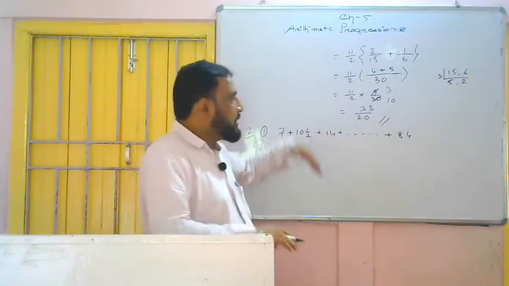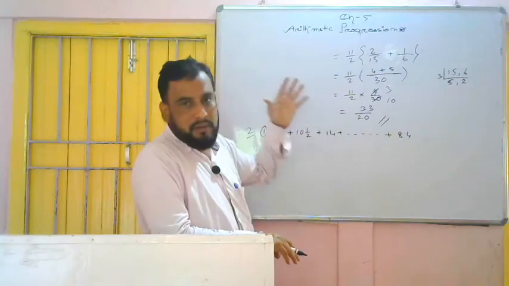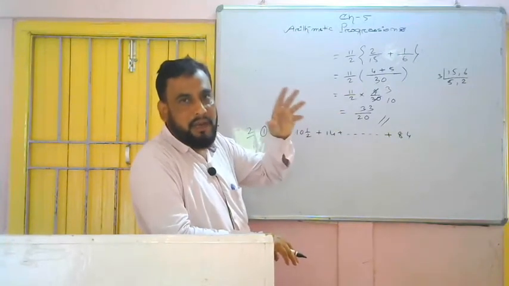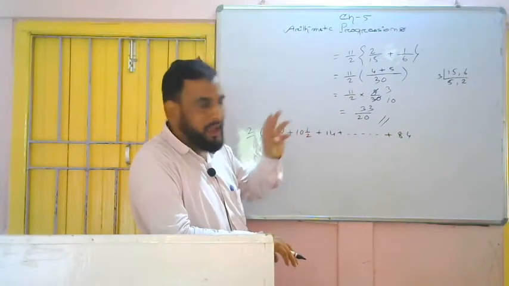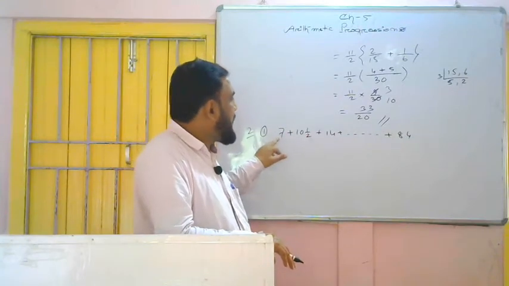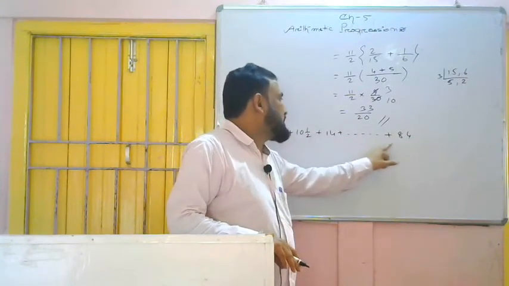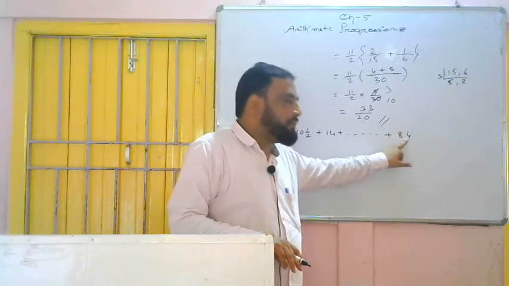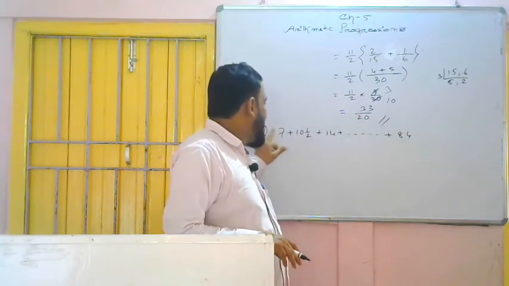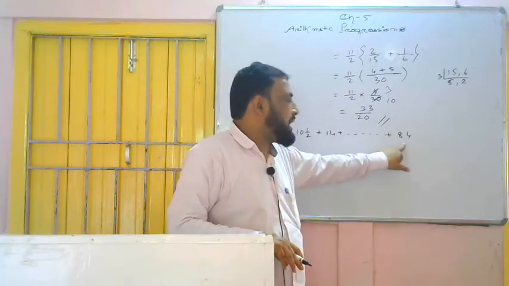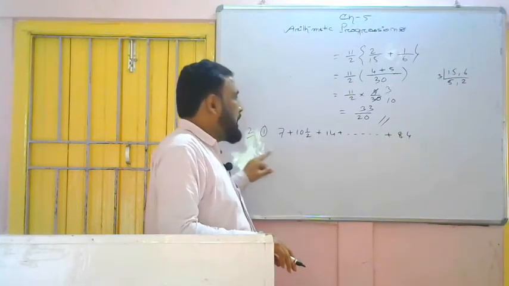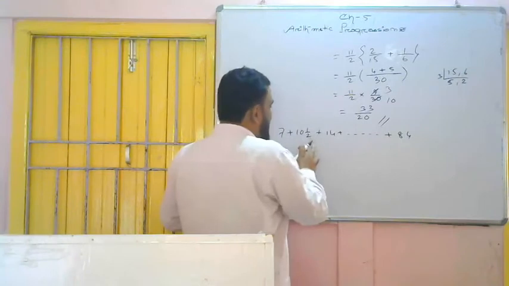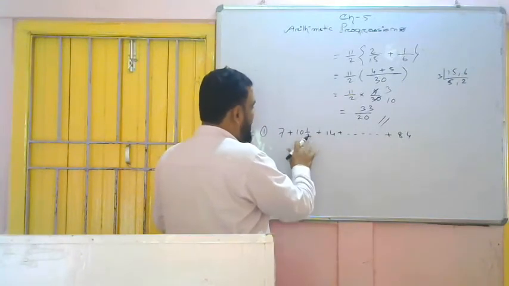So in the earlier sum it was up to this many terms, so we have taken this number as n. Now the series is a finite series. Here the last term is given, so here the first term is 7 and this is the last term, L, and like earlier we will find out D.